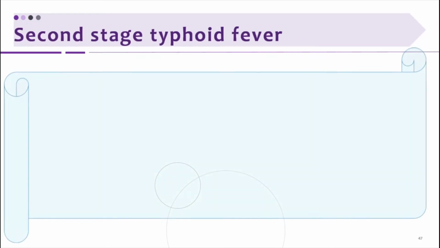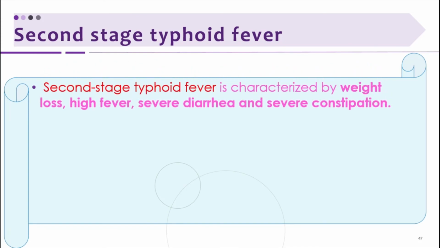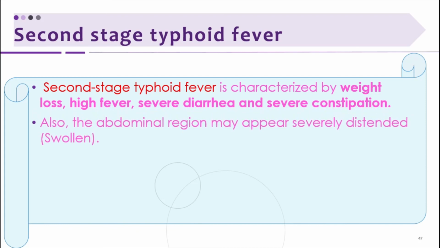Now coming to the second stage of the typhoid fever, it is characterized by loss of weight. There is a high grade fever, there is severe diarrhea and severe constipation. We have already seen in the first stage also there is diarrhea and constipation, but here you can see there is severe diarrhea and severe constipation which is observed in the second stage of the typhoid fever. Also the abdominal region appears severely distended, that is, swollen, which is the most common characteristic seen in the second stage of the typhoid fever.